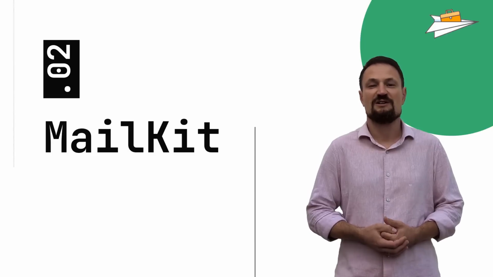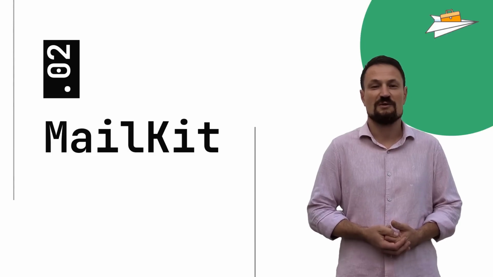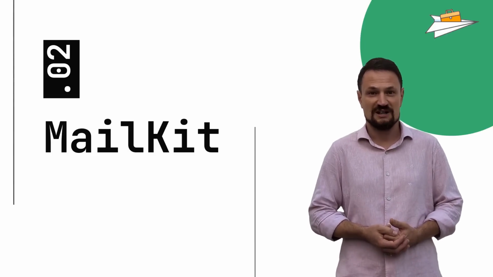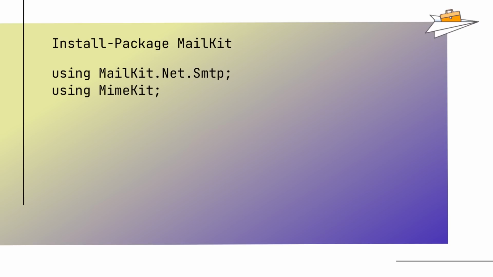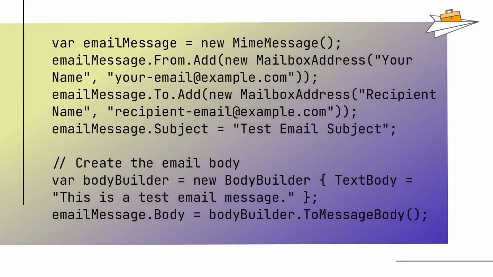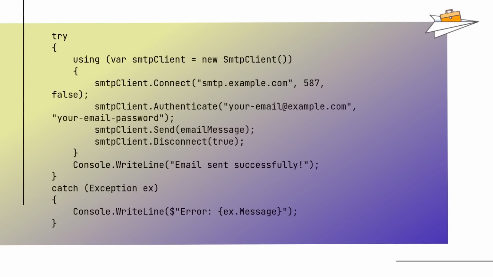For large-scale applications, MailKit is your go-to library. It's fast, secure, and supports advanced features like asynchronous operations. First, install it using NuGet Package Manager or the Package Manager Console. Then add required namespaces. Then use the MimeMessage class to create your email content. And after that, you can send email using the SmtpClient class from MailKit. Another important thing, don't forget to handle exceptions.